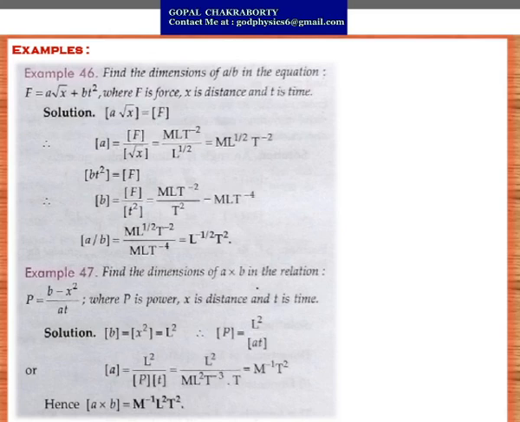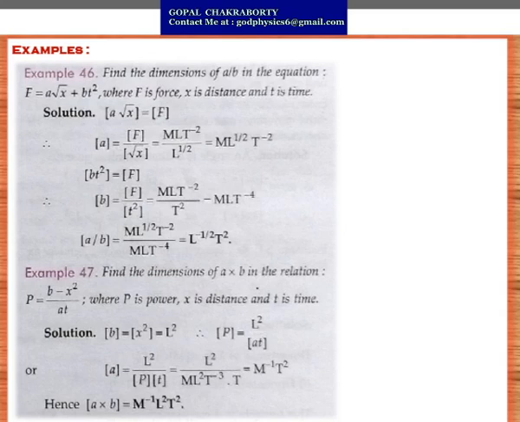So from here you can write small a equals F by under root x as per dimension. Put the dimension of F, that is MLT to the power minus 2, and under root x is L to the power half. So that gives you the value of small a. The dimension of small a is ML to the power half T to the power minus 2.